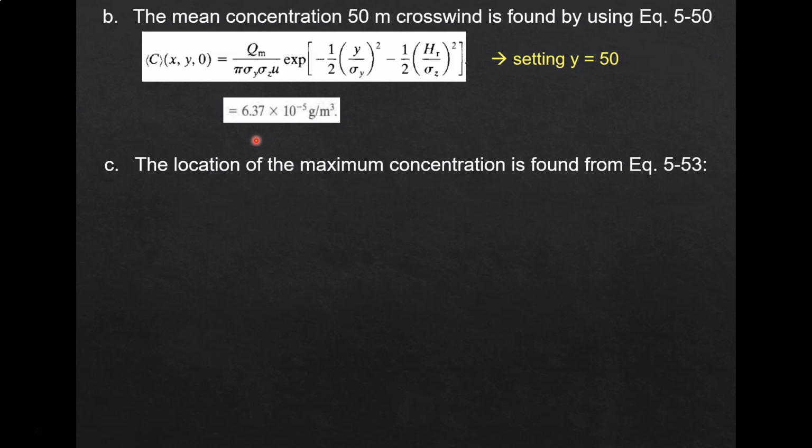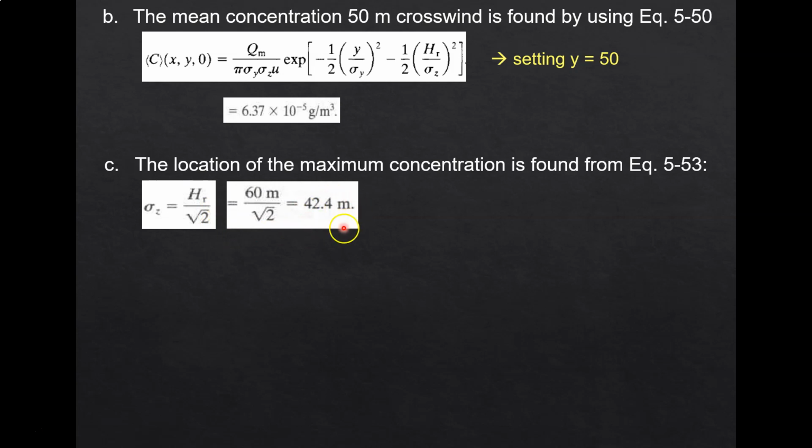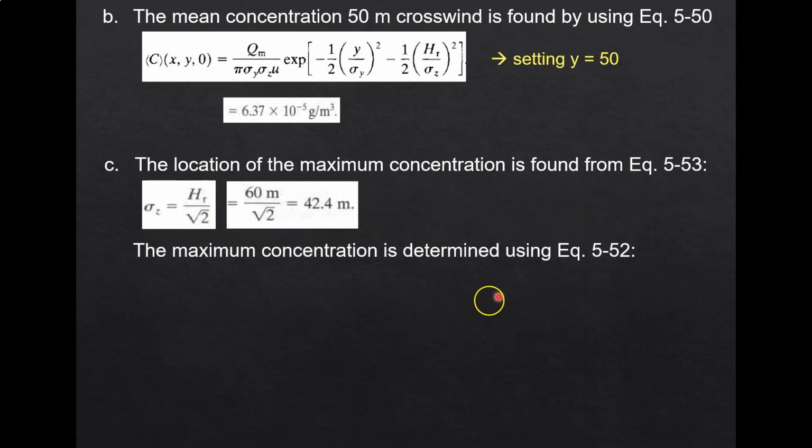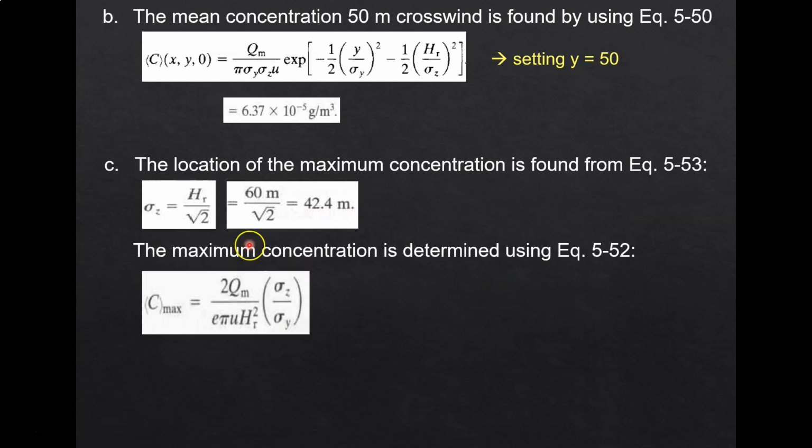And see the location of the maximum concentration. Remember the maximum, we try to work backward. Try to find sigma z first: using your effective height divided by square root of 2, you got your sigma z. Then you use equation 5.52 to find the maximum concentration. C max is equal to 2Q over e pi u H_R squared, sigma z over sigma y, the equation from the previous video.